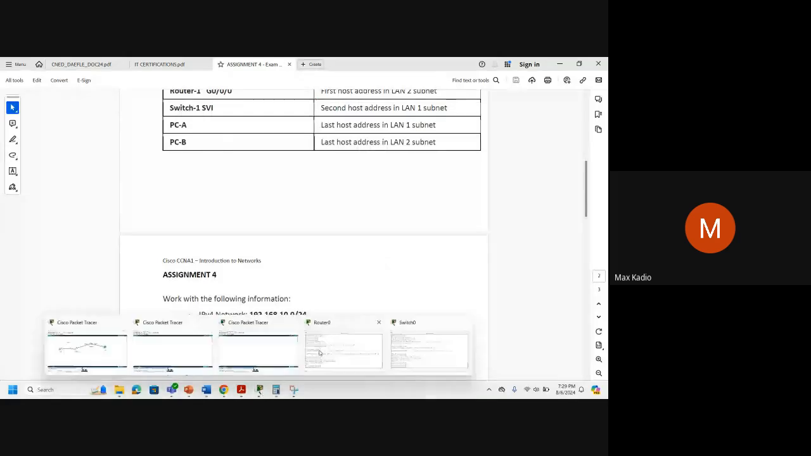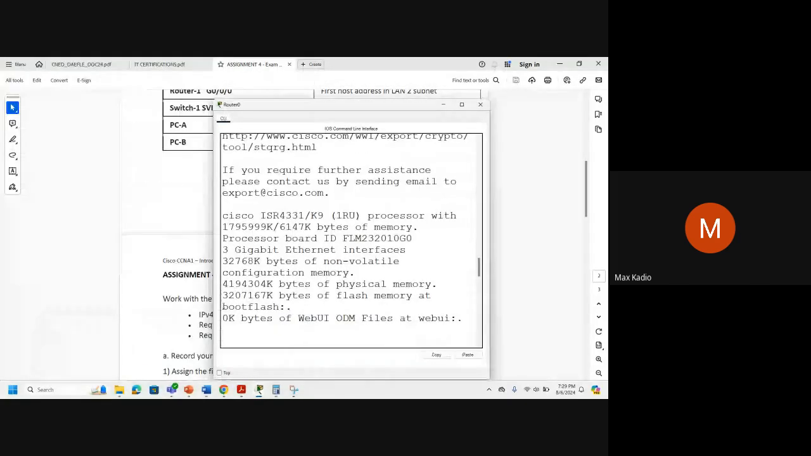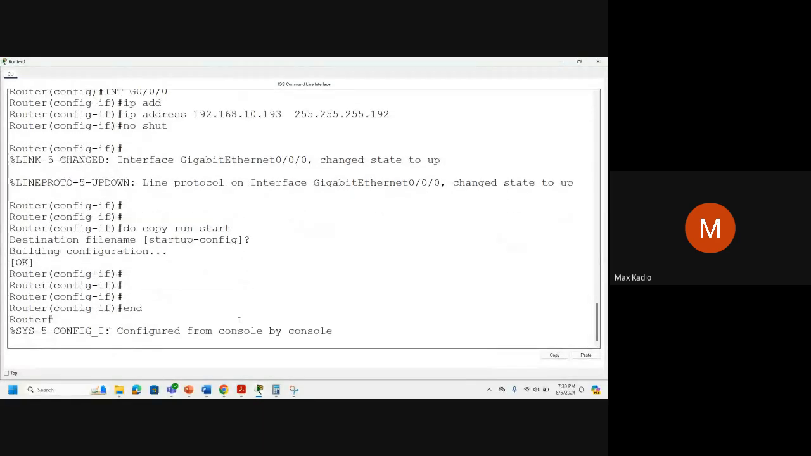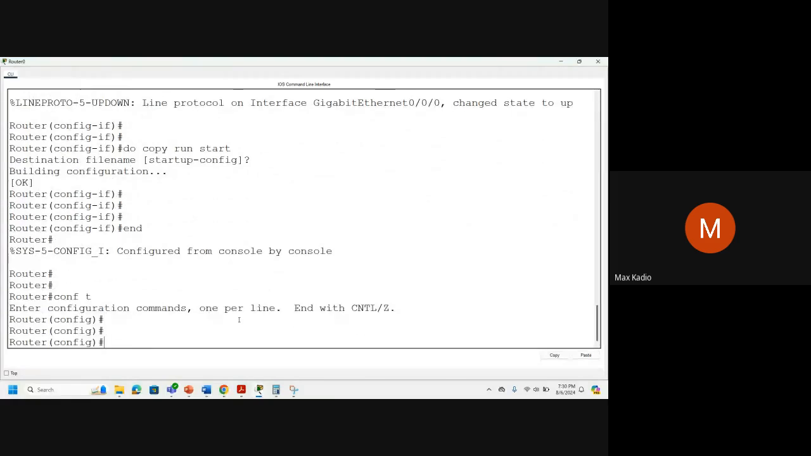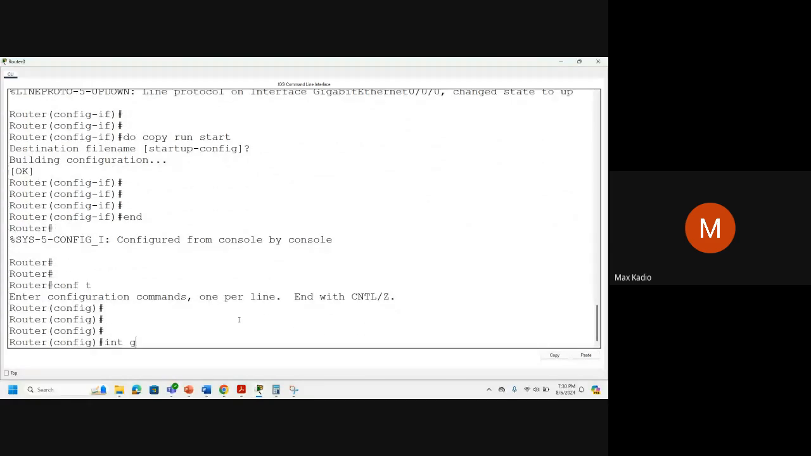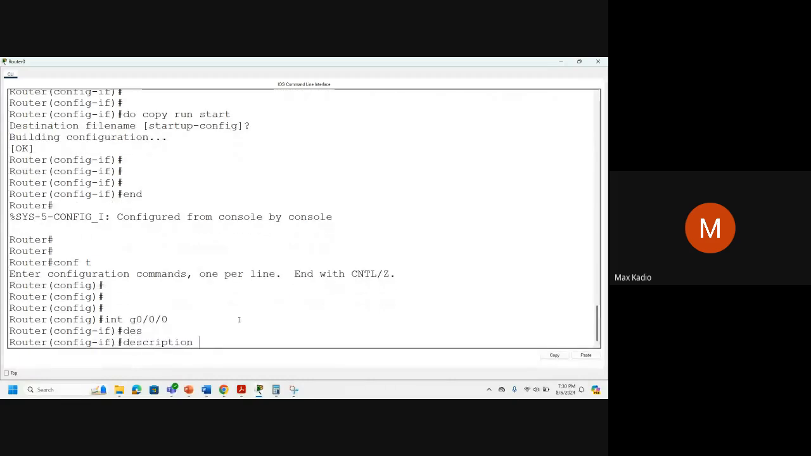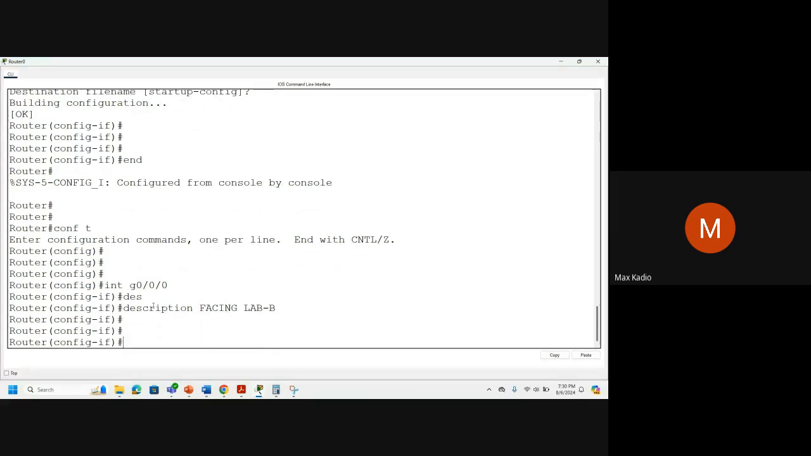So if you have an interface and you need to add a description, for example, I end here, conf t, interface G0/0. If you are asked to add a description, it's simple. You say description, and you can add something. You can say facing LAN B. You see, it's just something to describe what this interface is for. You can say facing LAN B or linked to LAN B. You can type anything here.